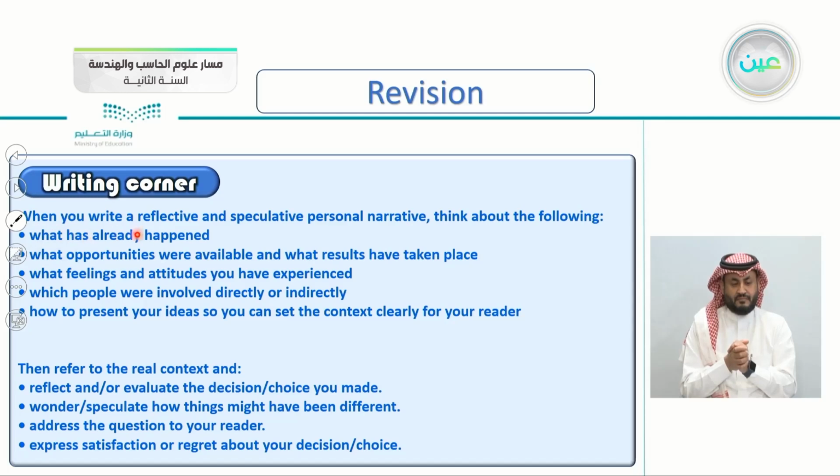What has already happened? So, facts. What opportunities were available and what results have taken place? So, the opportunities that were available at that time and the results that have taken place. Third, what feelings and attitudes you have experienced. So tell us your feelings and your attitudes. Which people were involved directly or indirectly? The people, maybe your family, your friends, your neighbors, involved directly or even indirectly.